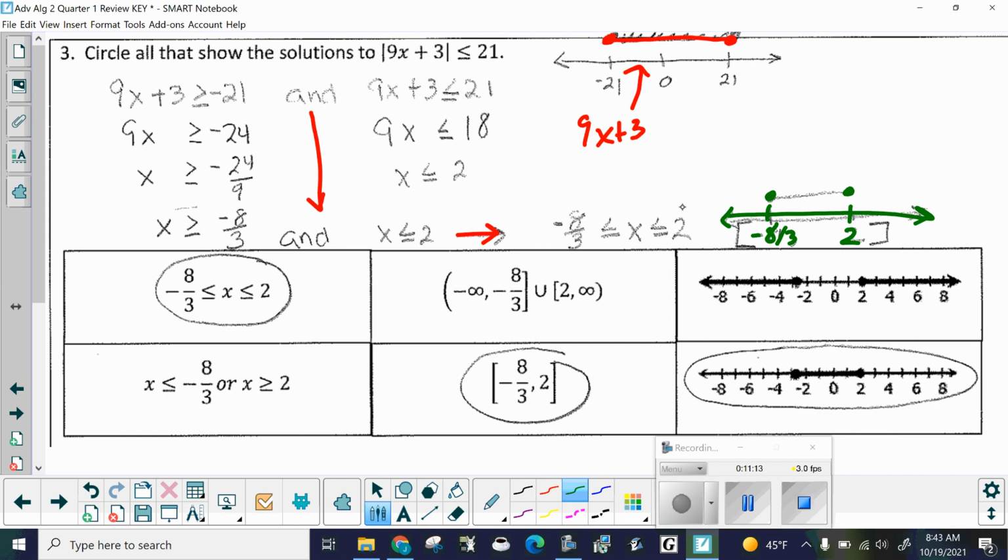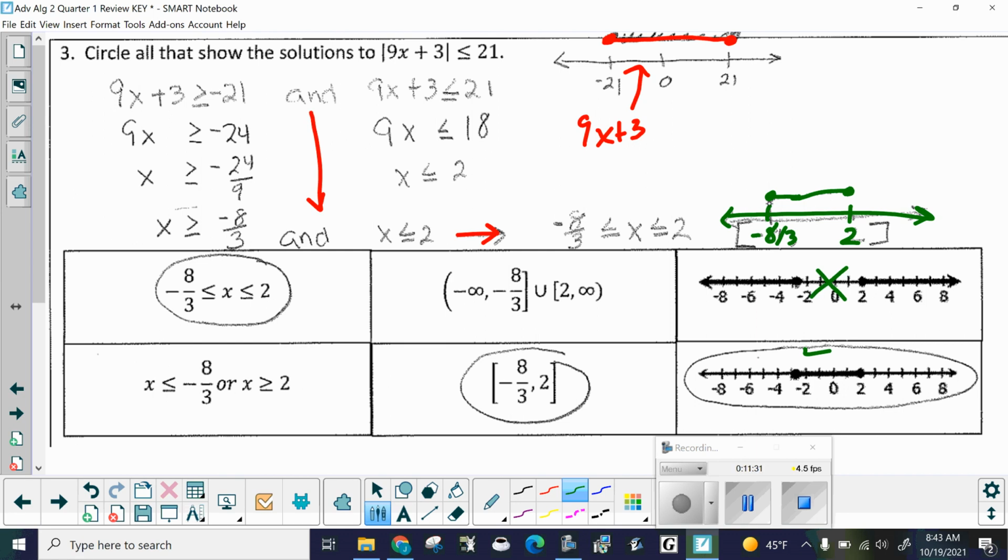I'm more than negative 8/3, so I go to the right, and I'm less than 2, so I come down, I meet in the middle. Here's my graph. Boom, I can pick this one off. I know that it's in between. It can't be this guy.